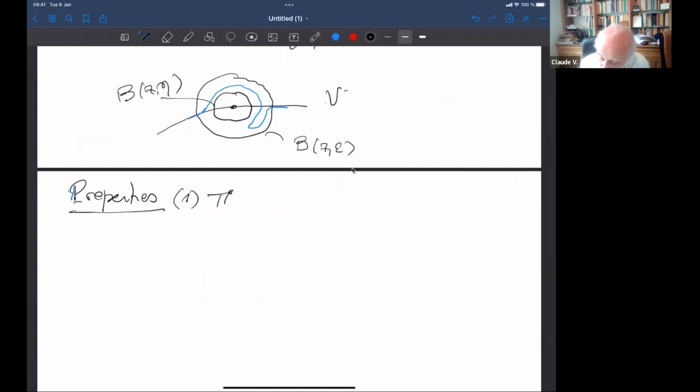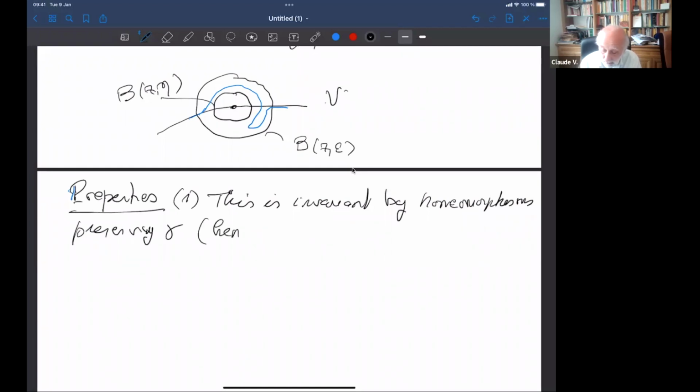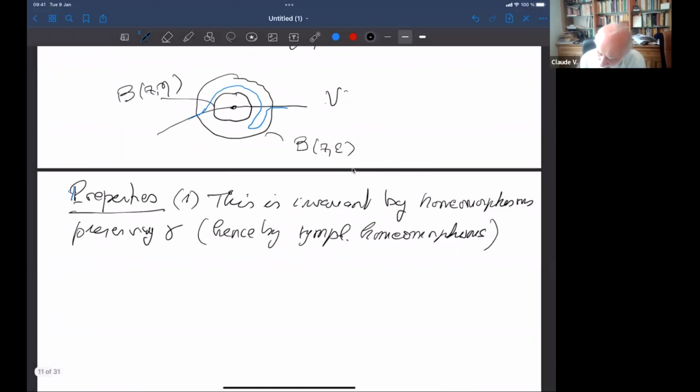Well, first, this is invariant by homeomorphisms preserving gamma, hence by symplectic homeomorphisms. Well, this is quite obvious because the definition only involves open sets and gamma. So if you preserve both open sets and gamma, you preserve it. And actually that's the only property I wanted to state for the moment.